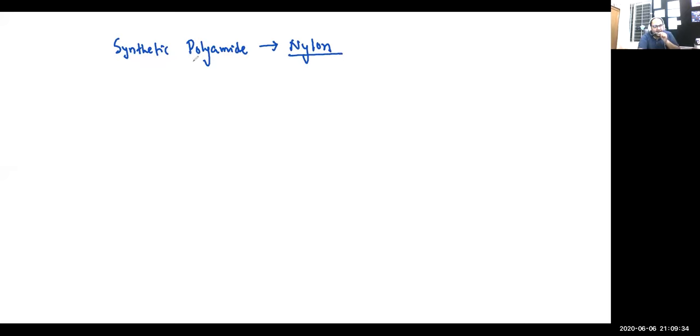So for polyamide, what do we need? What did we need for polyester? What functional groups did we need for polyester? Dicarboxylic acid and diol.